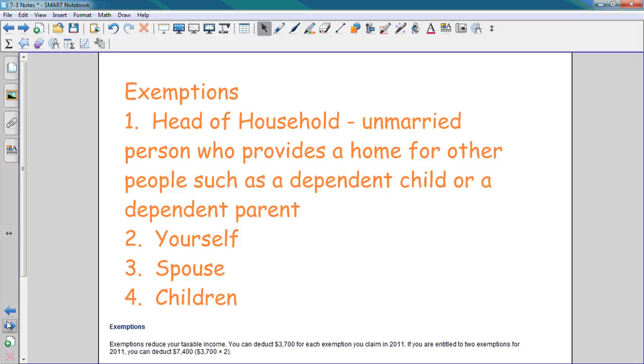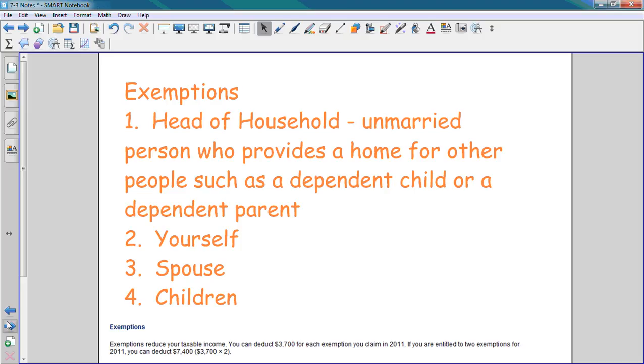That's yourself. I can claim myself because my mom and dad, I'm married. I know they can no longer claim me. I'm almost 30. They can't claim me. But if you're in college, they can still claim you. Myself, my spouse, I can claim my husband, and my kids. Now, here's something you need to know about kids.